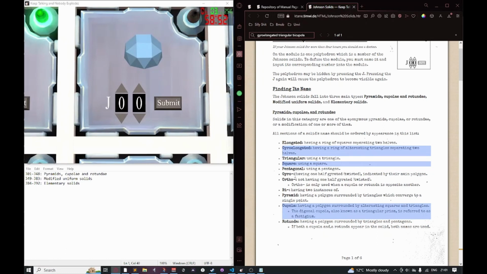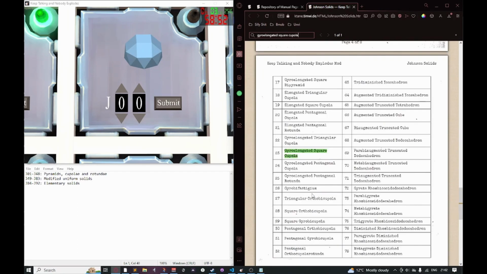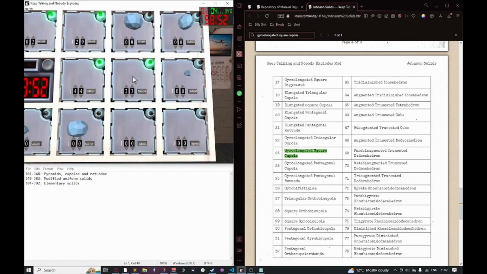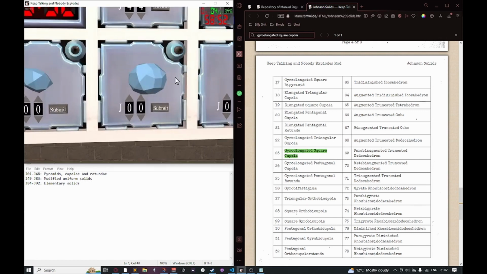And then we're done with that because we don't have to consider gyro and ortho, because this is only when we have two cupolae or rotundae opposite of each other. So we just have here a gyro elongated square cupola, which is 23. Then we will move on to this here. This will introduce rotundae.